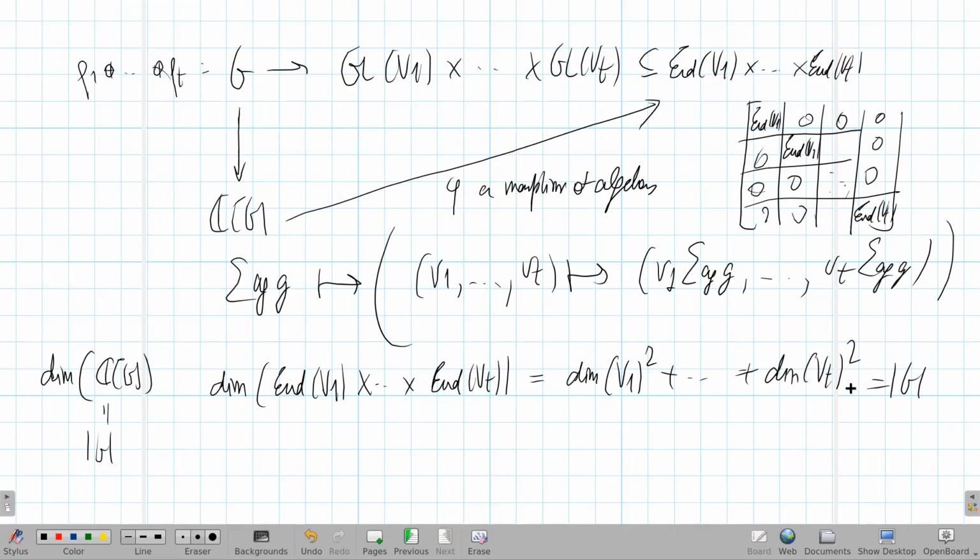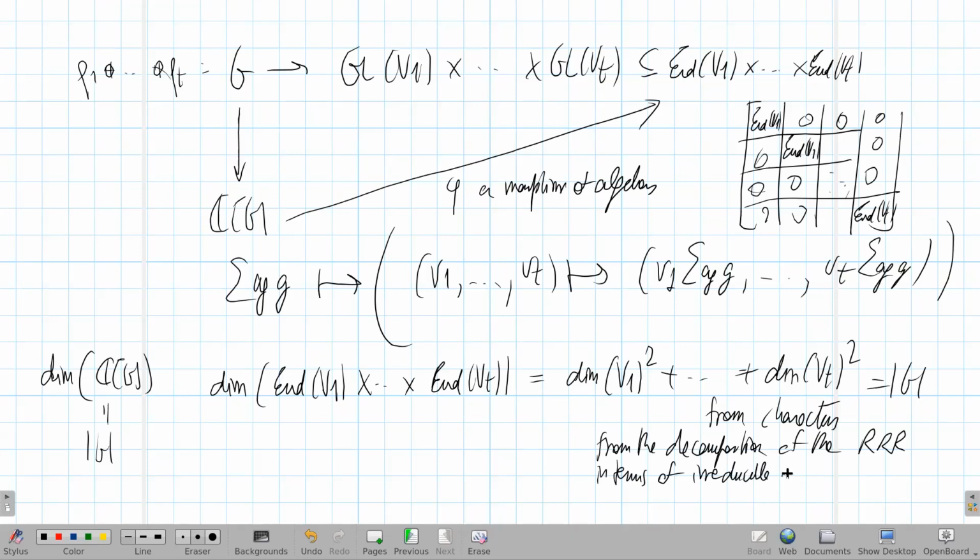Okay, so this is an important result. This follows from characters, and from the decomposition of the right regular representation. RRR stands for the right regular representation in terms of irreducible modules. The lecture of last Tuesday has been quite intense, so take this chance to review these results when we use them, okay?